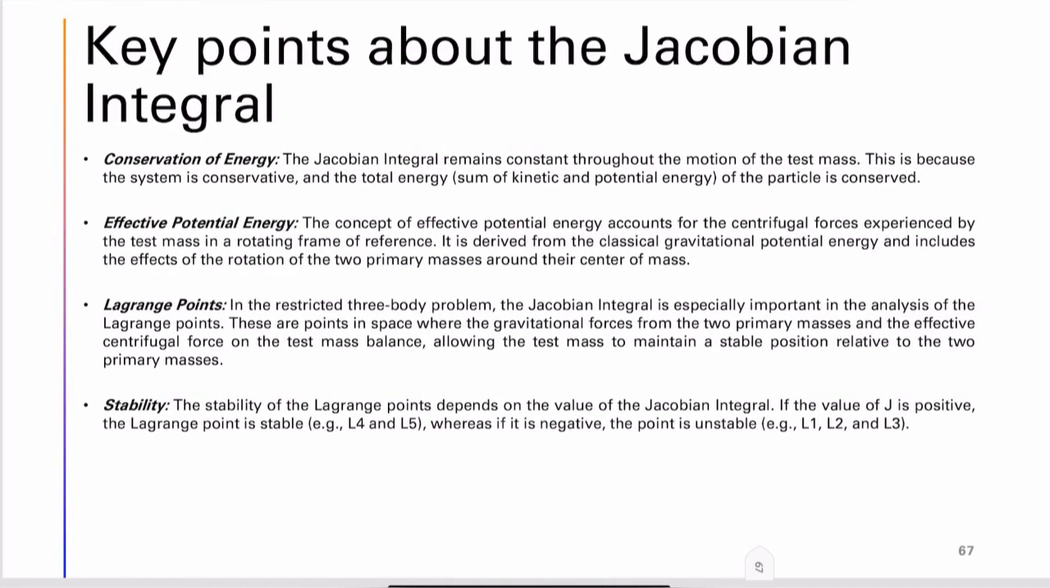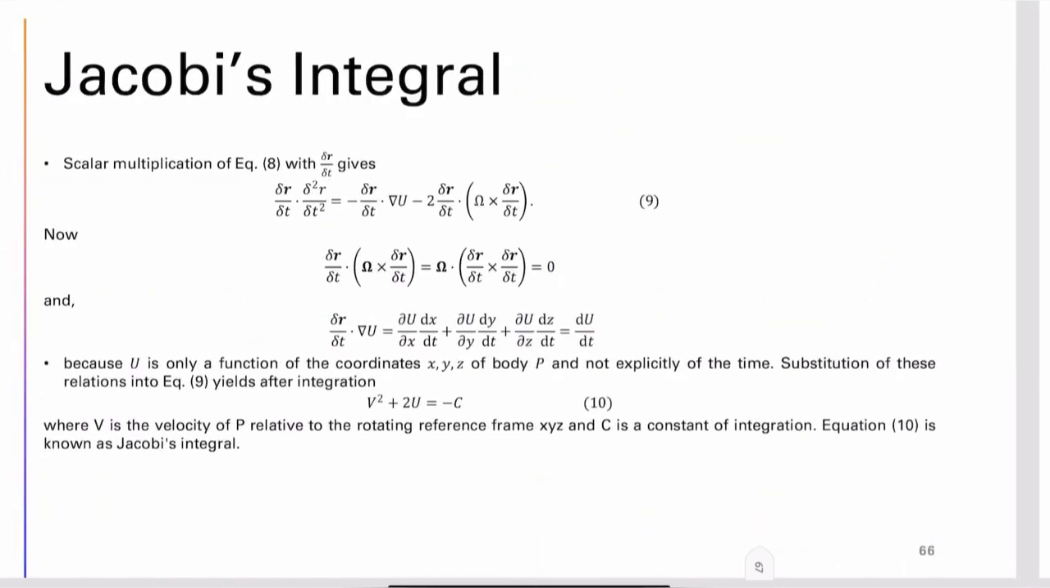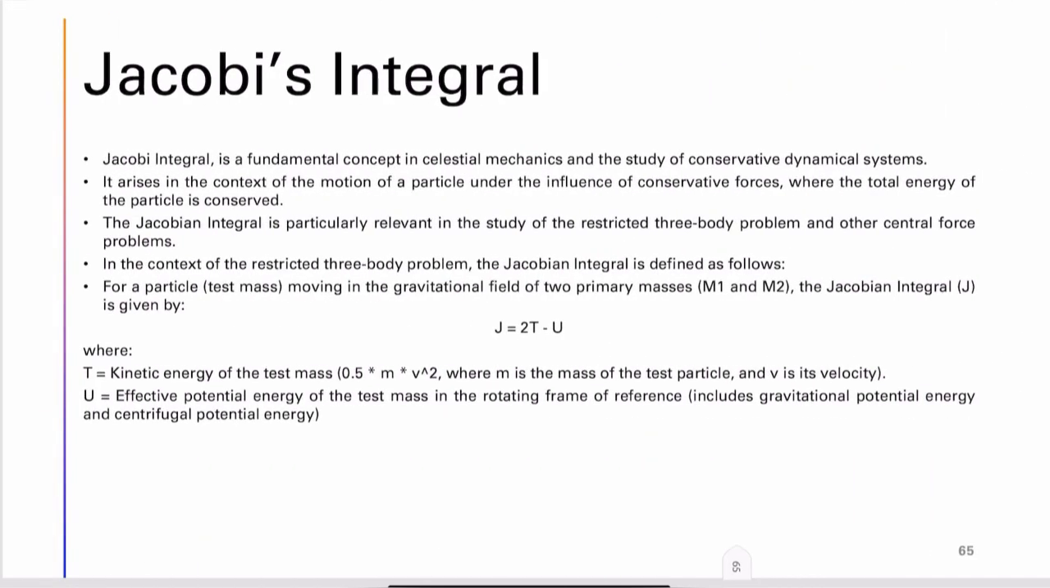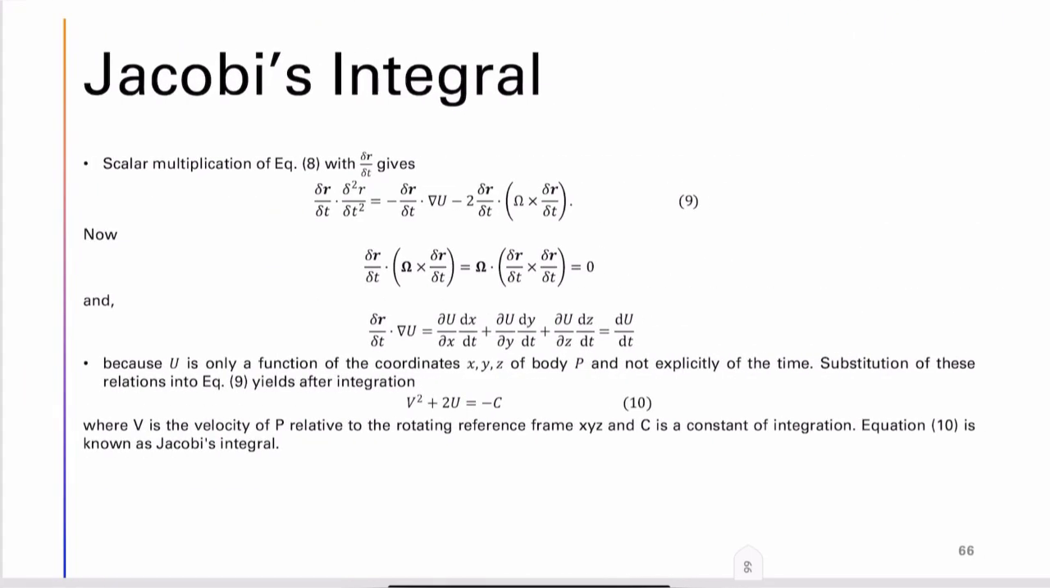So let us see why the Jacobi integral is very important. The first one is conservation of energy. The Jacobi integral remains constant throughout the motion of the test mass. It is constant because C is constant here, and as we see, v square is related to the kinetic energy and 2U is related to the potential energy. So this is the general expression of the Jacobi integral, and the same thing can be derived from the three-body problem.